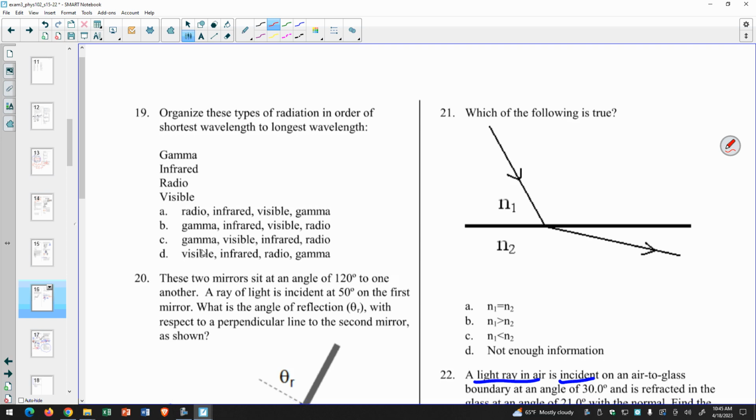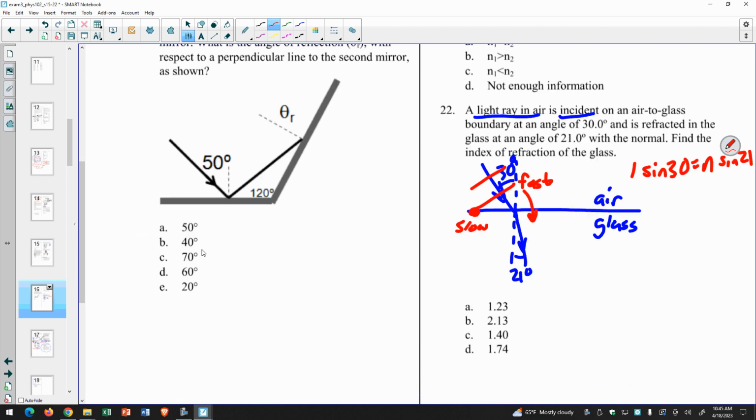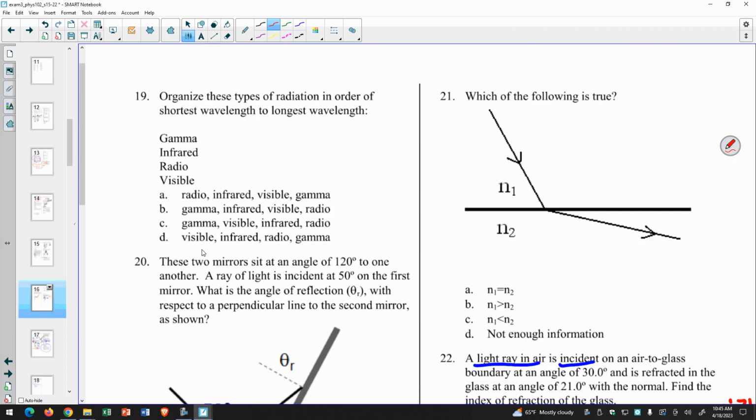Other questions, Joe? I know we kind of just went over this, but can you do 21? Yeah, on the same exam. Yeah, right above 22. Yeah, of course.